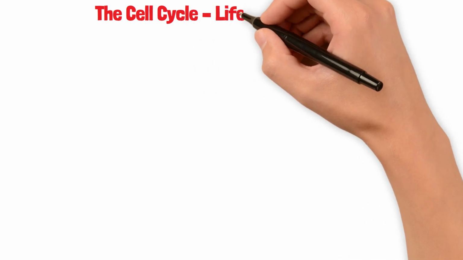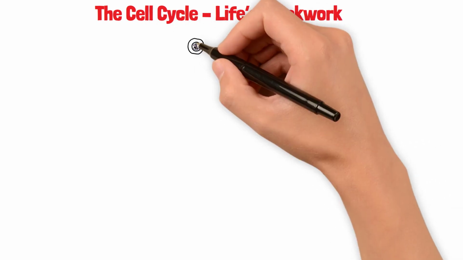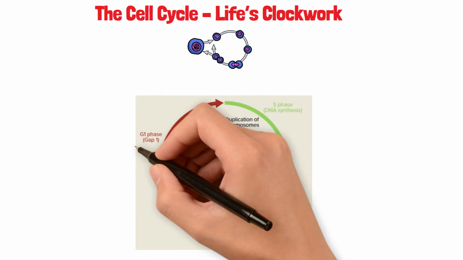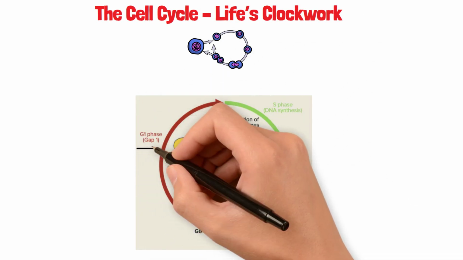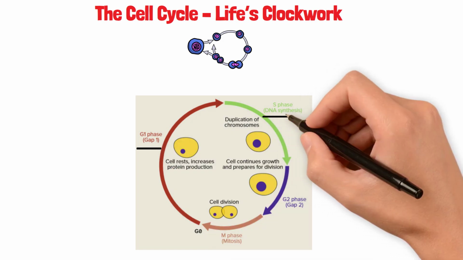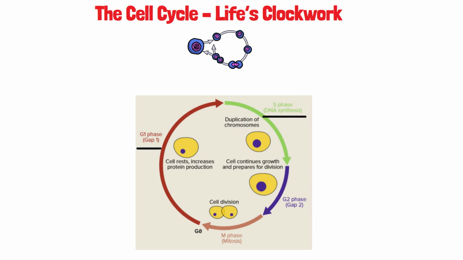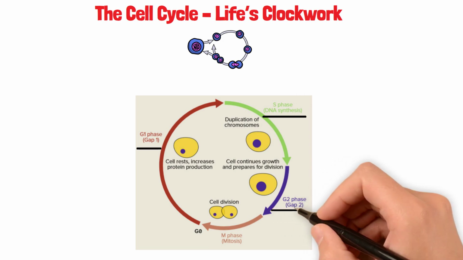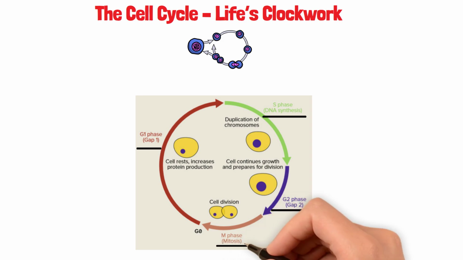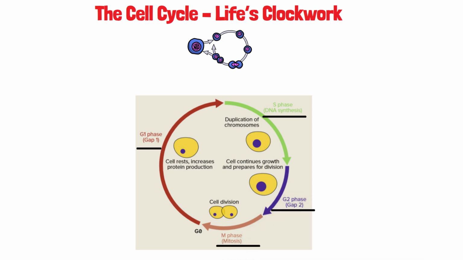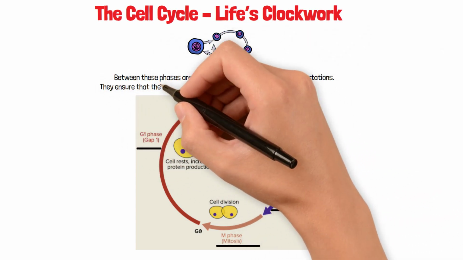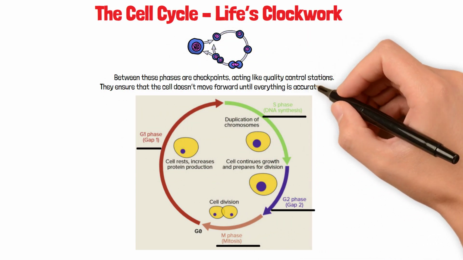The cell cycle. The cell cycle is the series of events that lead a cell to grow and divide. It consists of distinct phases. G1 phase, gap 1. Cell grows and prepares for DNA synthesis. S phase, synthesis, DNA is replicated. G2 phase, gap 2, cell prepares for division. M phase, mitosis, the cell divides into two identical daughter cells. Between these phases are checkpoints, acting like quality control stations. They ensure that the cell doesn't move forward until everything is accurate and safe.